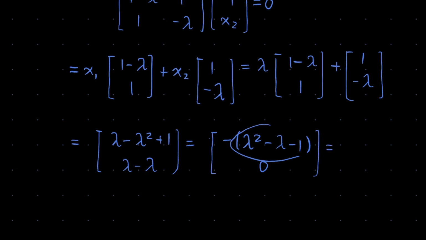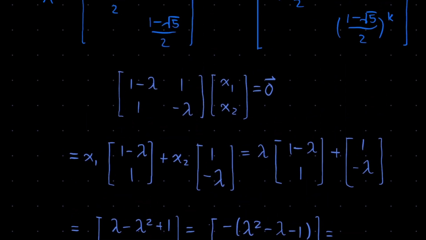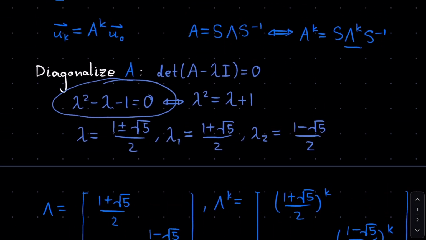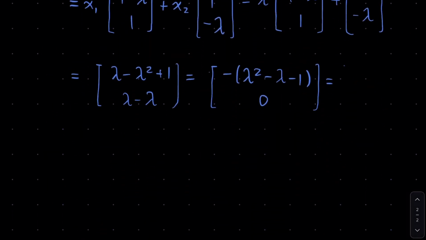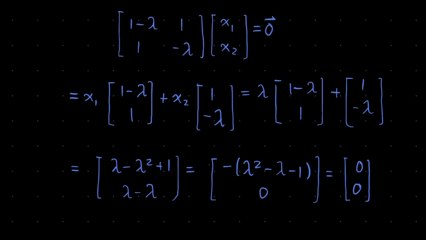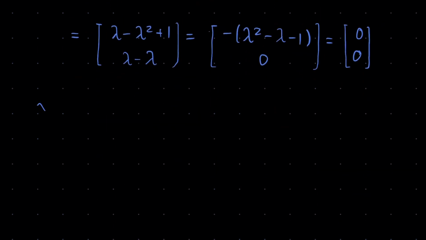And now you might wonder, what is this doing here? Well, this is simply what we got by setting the determinant of A minus lambda I equal to 0. And this is equal to 0, right? This expression is equal to 0. So we have minus 0, 0, which is the 0 vector. Fantastic. Now we have derived what the eigenvectors are, right? The eigenvector is when setting x1 equal to lambda and x2 equal to 1. So our eigenvector x is equal to lambda 1.